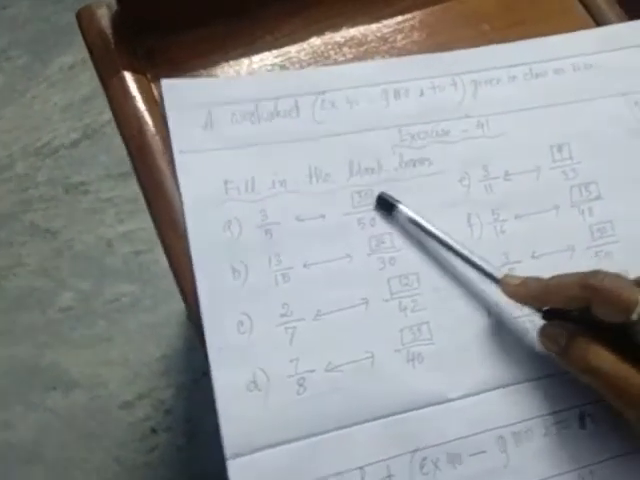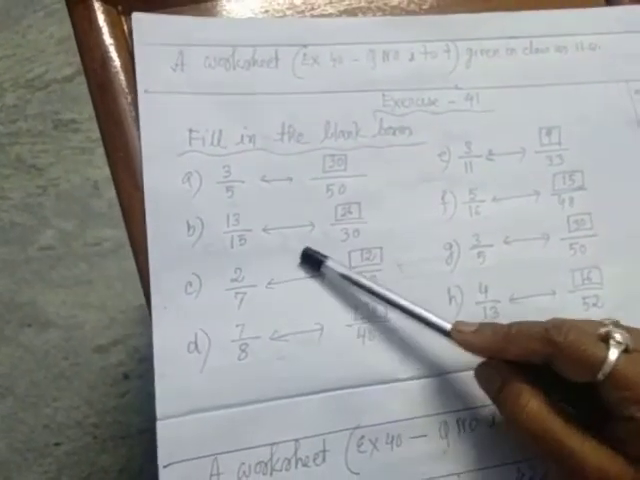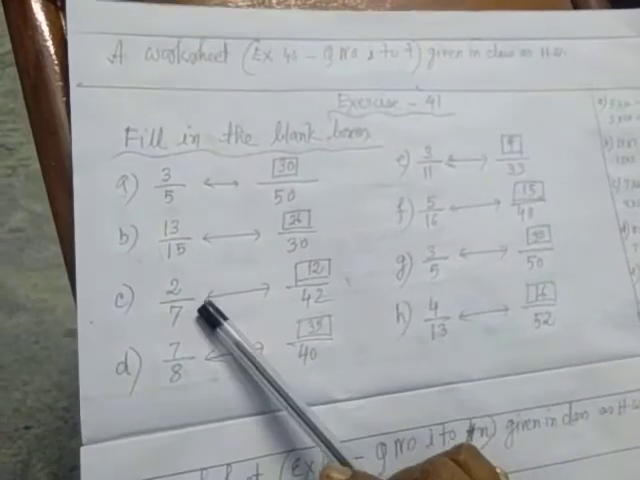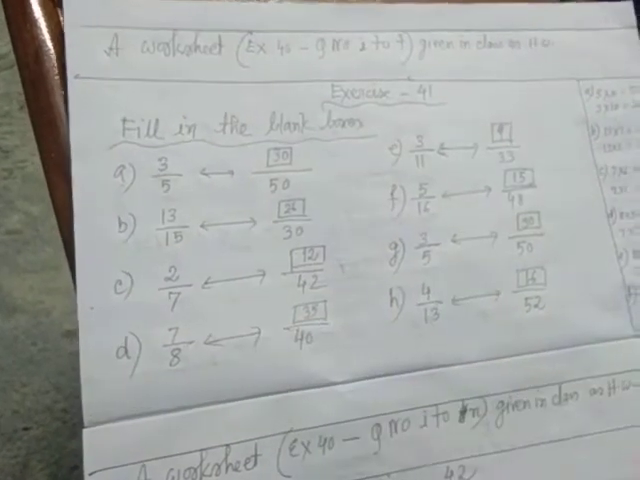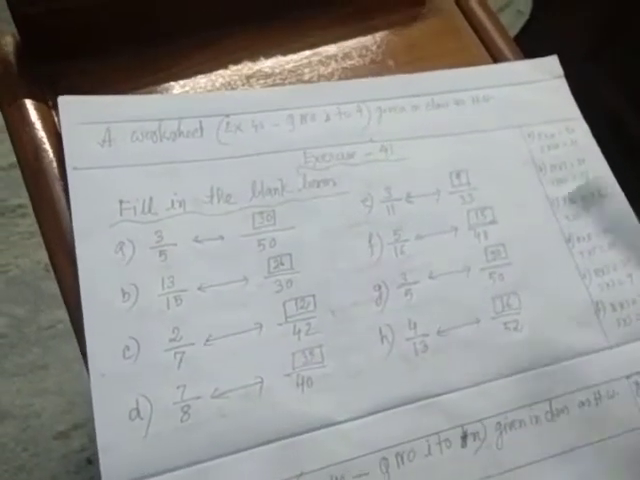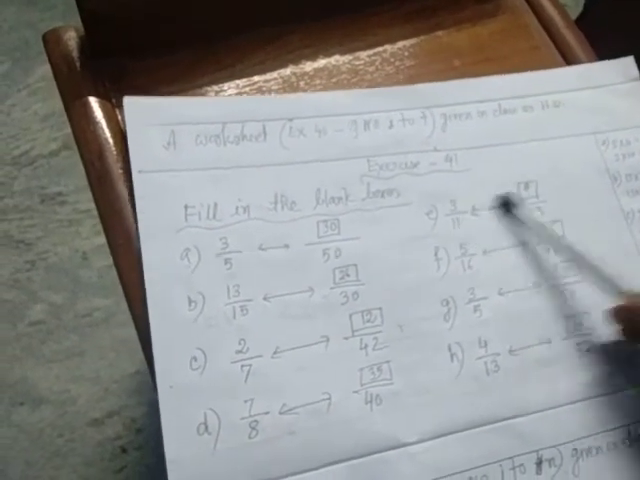So 41, fill in the blanks boxes. 3 by 5 equal to blank by 10, that is 5 into 10, 3 into 10 is 30. B, 13 by 15: 15 twos are 30, so 13 twos are 26. C, 2 by 7 equal to blank by 42: 7 sixes are 42, 6 twos are 12. 7 by 8 equal to 35 by blank 40: 8 fives are 40, 7 fives are 35. E, 3 by 11: 11 into 3 is 33, so 3 into 3 is 9.